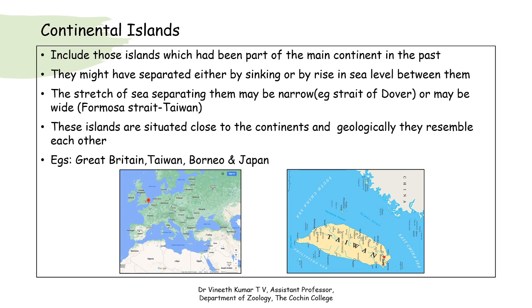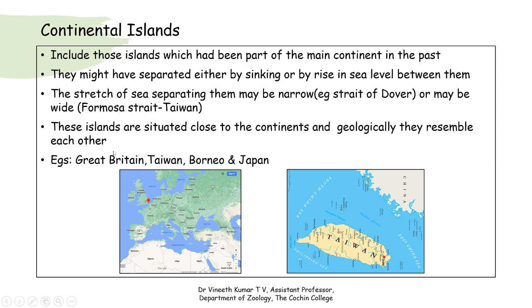The stretch of sea separating them might be narrow, like this. It might be very narrow, as you see here. This is called the Strait of Dover, which is found between Great Britain and the entire Europe. This is a very small stretch. You can see, this is the island here, and this one is the mainland, and this is the very narrow stretch of sea between the island and the mainland.